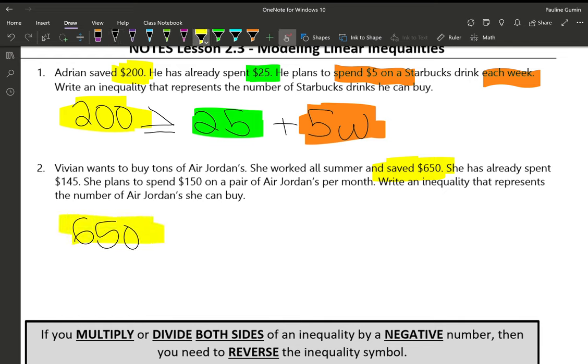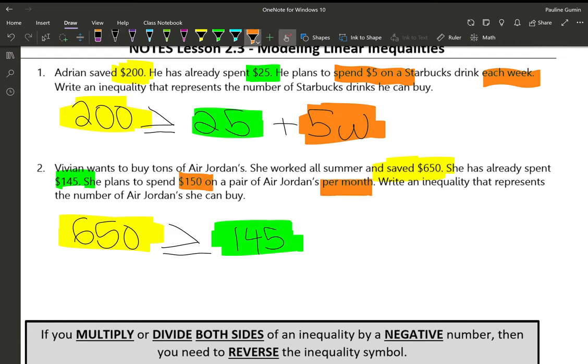Now, of the money she saved, can she spend more than that? No, she has to spend less than that. Can she spend exactly $650? Sure. That's why we'll give an or equals to under that inequality symbol. Okay. Now, she already spent $145. So that $145 is gone. It's not going anywhere. So I'm just writing $145 without any variables. She plans to spend $150 on Air Jordans per month. So and is plus. She's going to spend $150 per month.